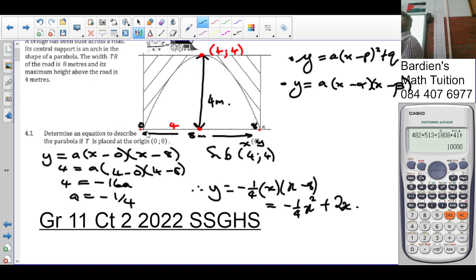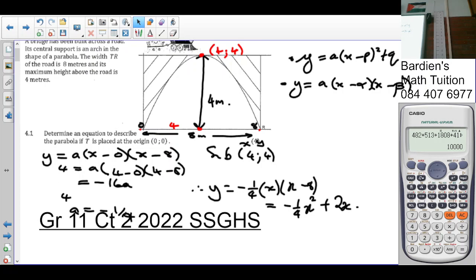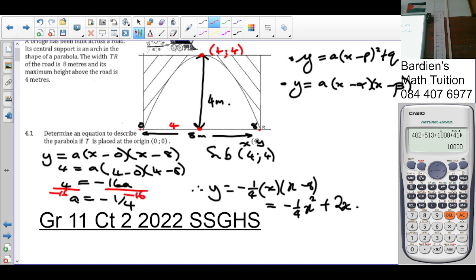Did I make a mistake? Yes. Sorry? A is negative 4. Remember that at this point we divided by negative 16 both sides. Not O, it's an A, no? Okay. So you got y is equal to negative a quarter x squared plus 2x. So that is the equation of that parabola.